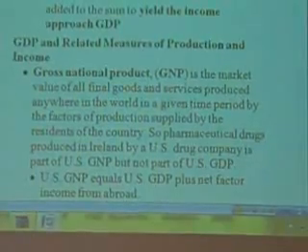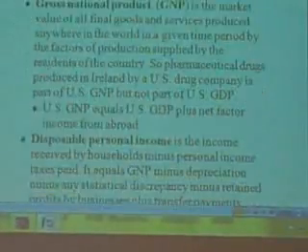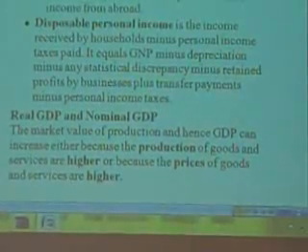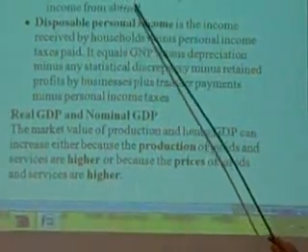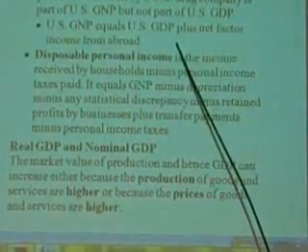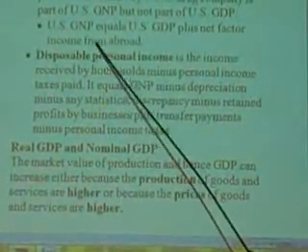U.S. GNP equals U.S. GDP plus net factor income from abroad. I'll repeat that: the GNP equals the domestic product plus the income that comes from abroad. So that could contribute then to the gross national product.